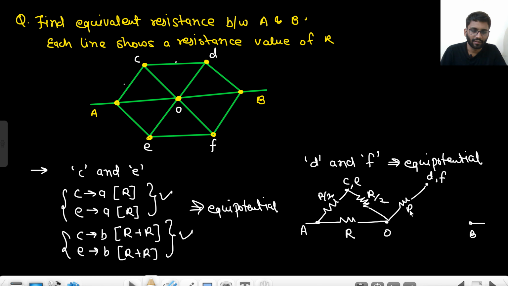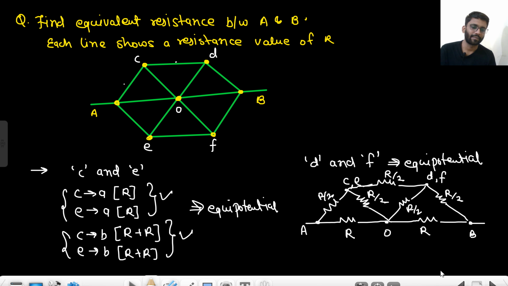Let me write it down here. Between C and D, we have R resistance. Between E and F, we have R resistance. So this will also become R by 2. Between D and B, we have R resistance. Between F and B, we have R resistance. So it will also become R by 2. And here also between O and B, we have a resistance of R. Okay. So this is how our circuit is reduced.